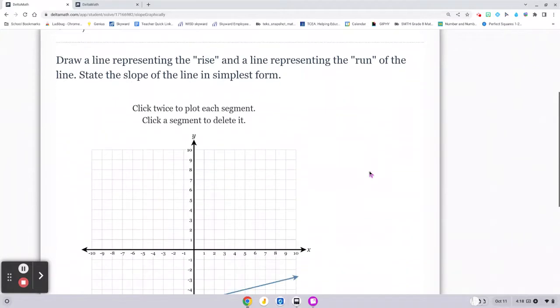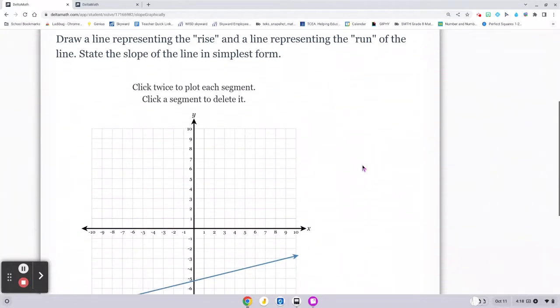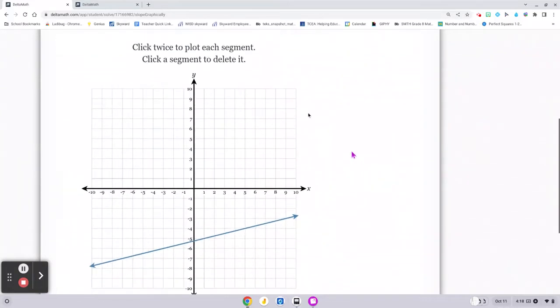I think this is a lot easier than doing the assignment just for virtual learning because they want you to draw a line representing the rise and the run. So you have to click twice to plot the segment. So first, you're going to start by hovering over your blue line. Notice how it's not on the line. It won't let me click on that spot.